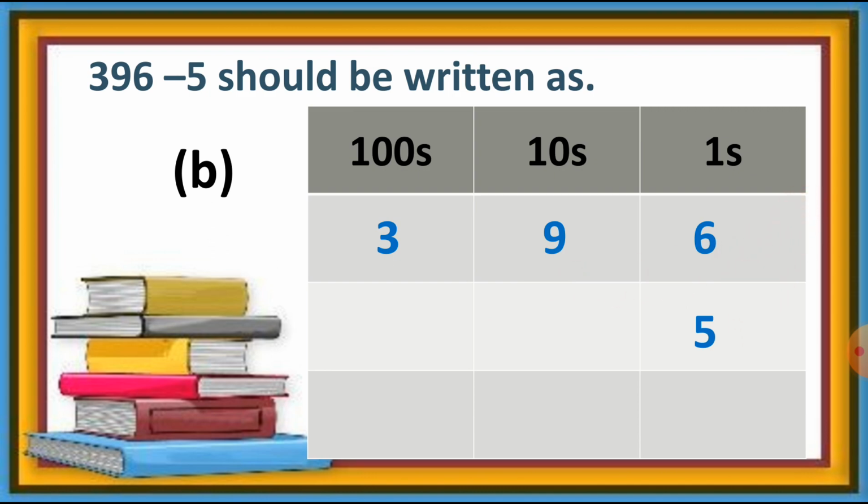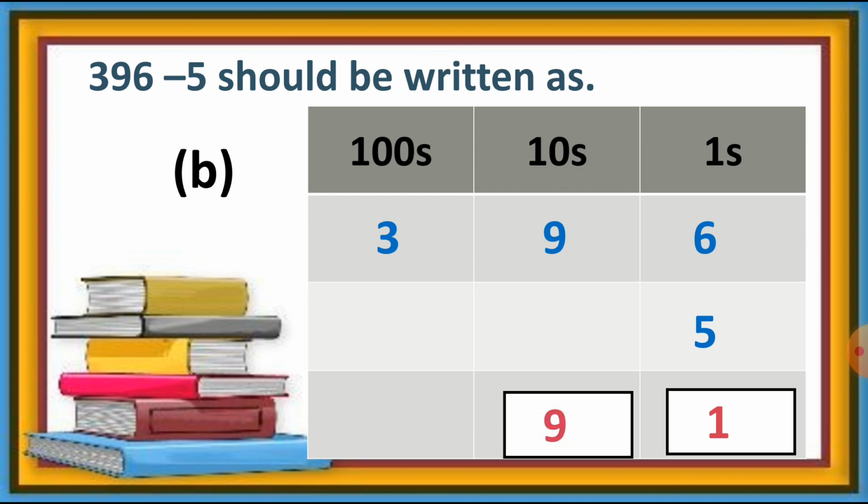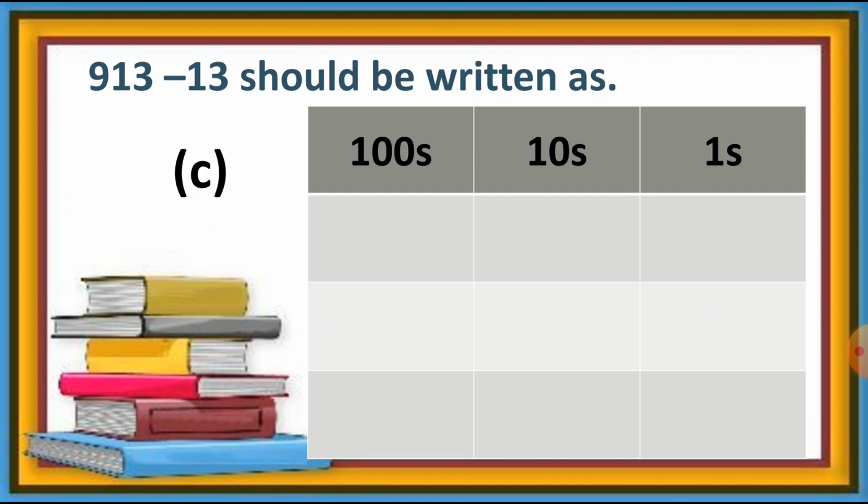Now let's subtract this sum with the ones column. 6 minus 5 is equal to 1. Then there is no digit to subtract from the 9, so we can put this 9 as it is at the tens column, and then number 3 at the hundreds column. There is no digit to subtract from the 3, so we can write down this 3 as it is here and our answer is 391. So this way we can subtract the sums.